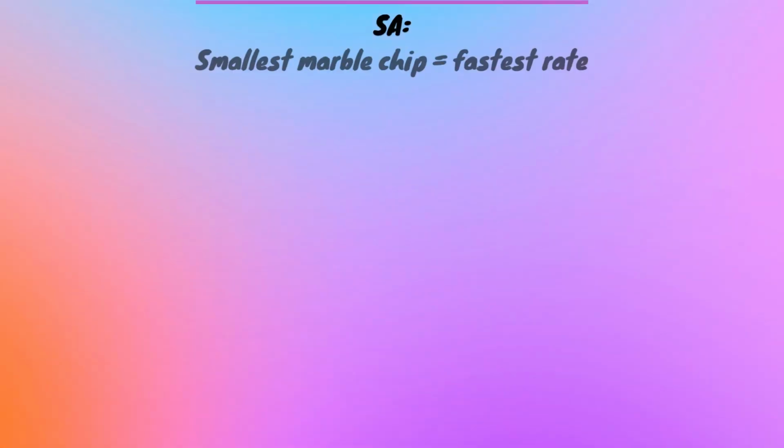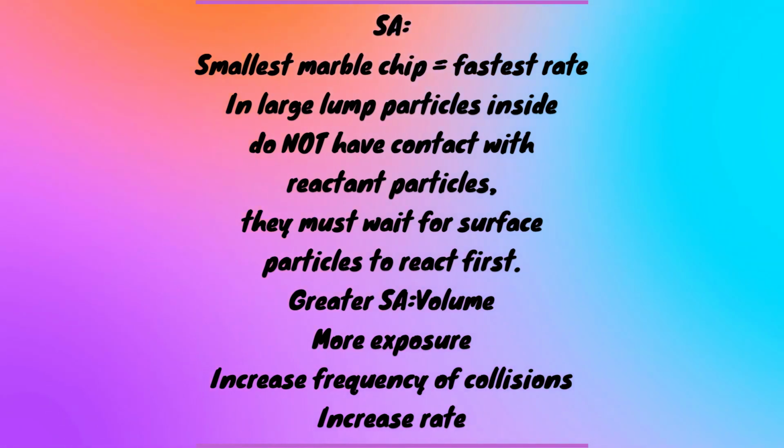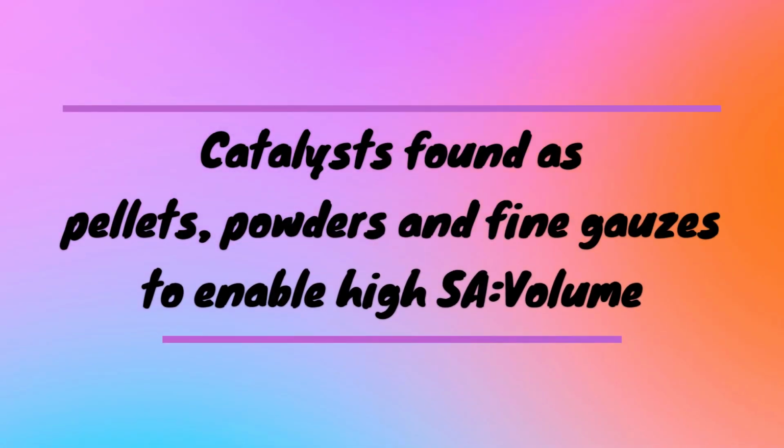And we've also got surface area. Now, our smallest marble chip will react at the fastest rate, and this is because in a large lump, particles inside that lump are not in contact with reactant particles. They must wait for the particles on the surface to react first. That means that if you have a higher surface area to volume ratio, you've got higher exposure, which increases the frequency of collisions and therefore increases the rate. And it's because of this principle that catalysts are often found as pellets, powders or fine gauzes, which increases their surface area to volume ratio.